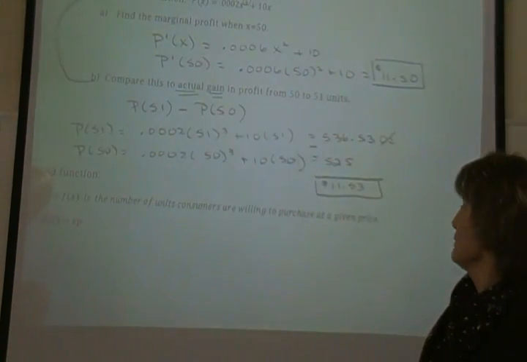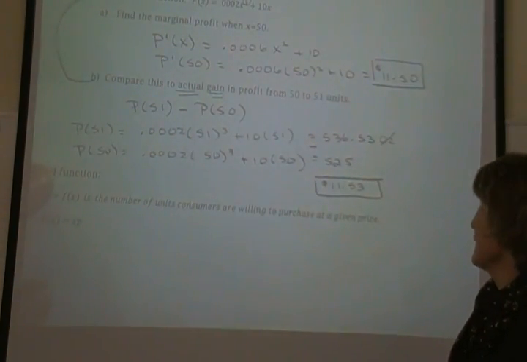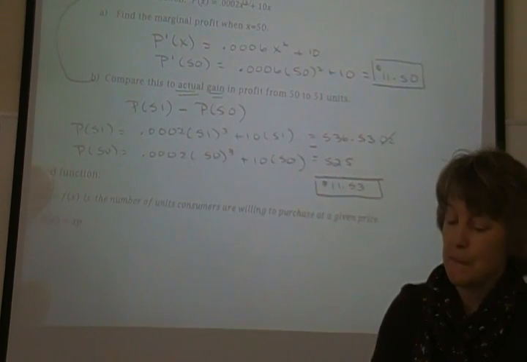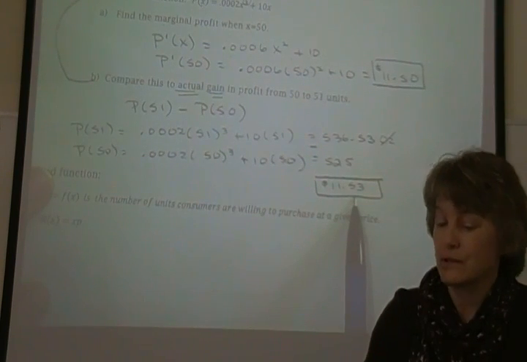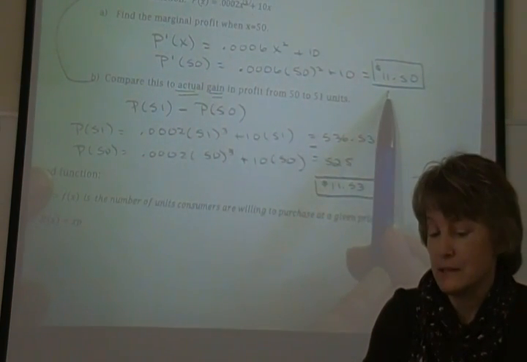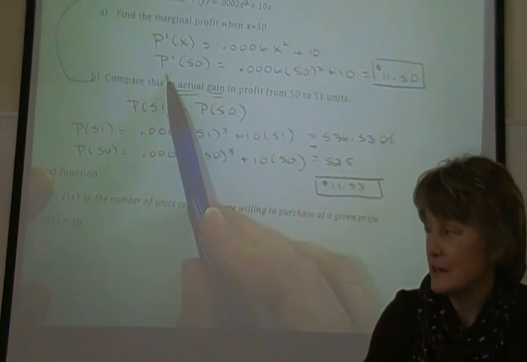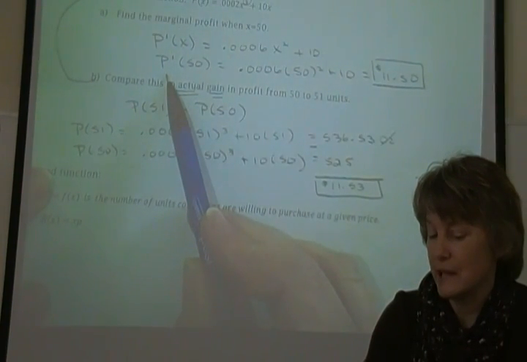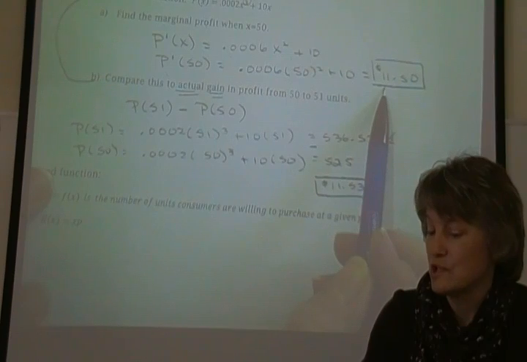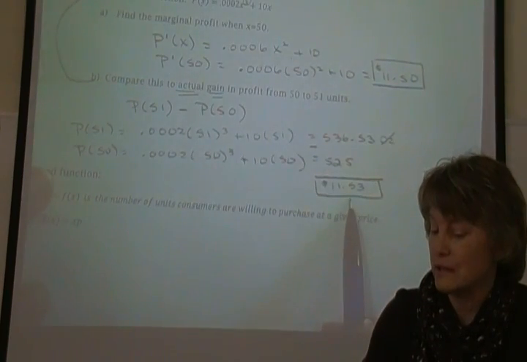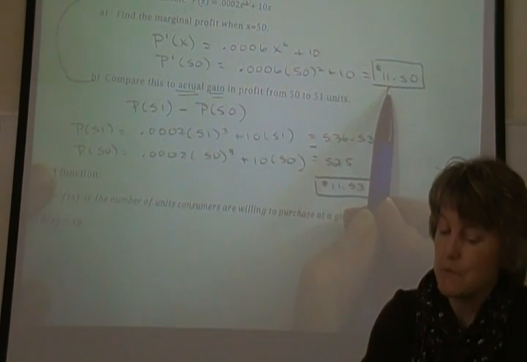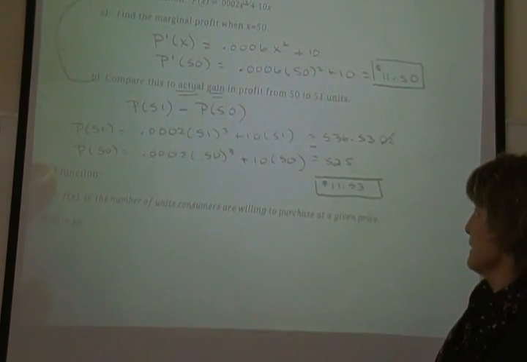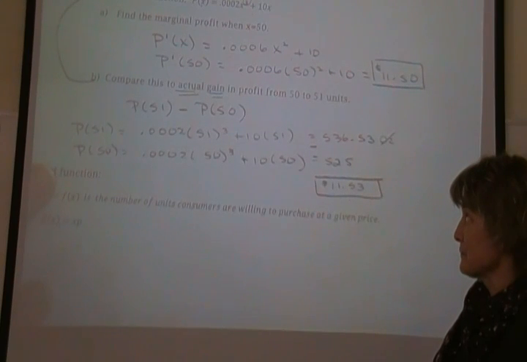It's close to my marginal profit, but not exactly the same, because this is a difference in Y values on the curve. This has to do with the derivative, the slope of the tangent, which is not on the curve. So these two values came from the curve, the profit function curve. This value came from the slope of the tangent line, which is not on the curve. And that's the difference between the two.